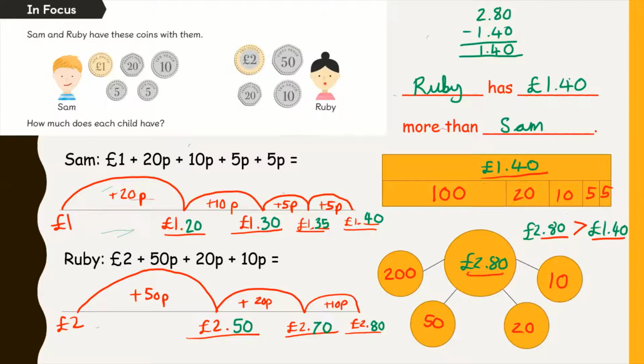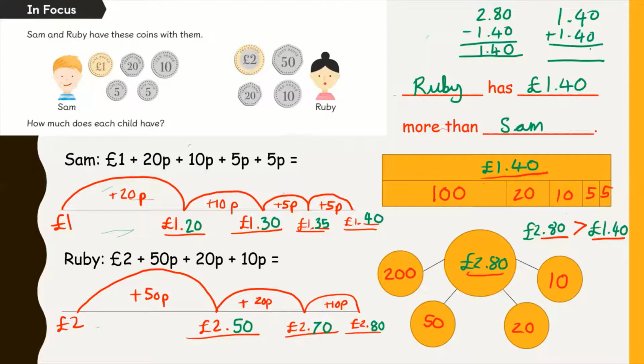Where have we seen that before on our page? That's how much Sam has. So if we have to take that away to get to Sam's amount, that means 2 lots of that amount added together, the inverse operation. £1.40 add £1.40 should equal what Ruby has, which would mean she would have twice as much as Sam.